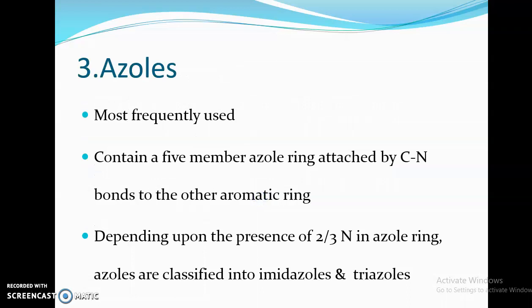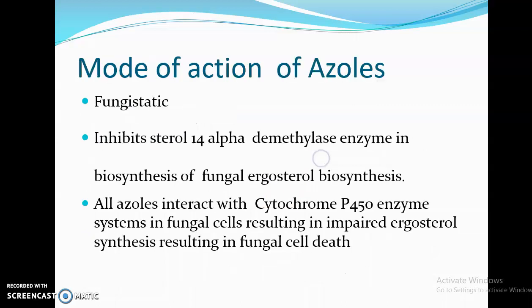Third one is azoles, most frequently used, and we can see a 5-member azole ring attached by carbon-nitrogen bonds to another aromatic ring. Depending upon the presence of 2 or 3 nitrogens in the azole ring, azoles are classified into imidazoles and triazoles. That is, we can see 2 types of azoles, imidazoles and triazoles. Mode of action: they are mainly fungistatic.